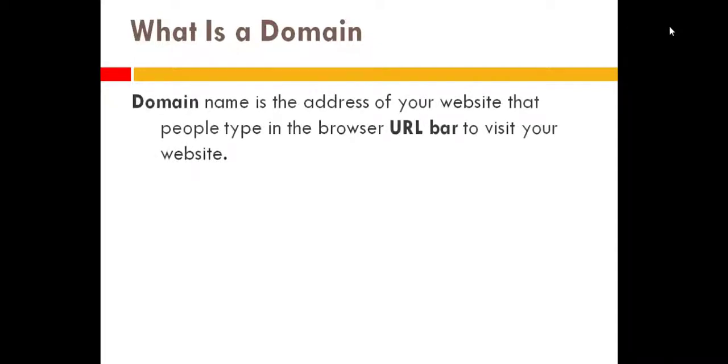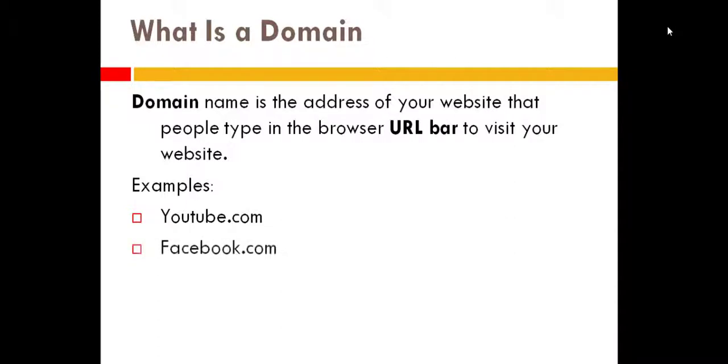What is a domain? A domain is the address of your website that people type in the browser URL bar to visit your website. Examples are youtube.com, facebook.com, cake.com, and so on.